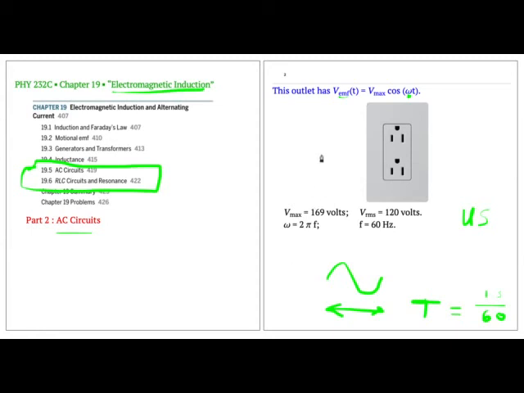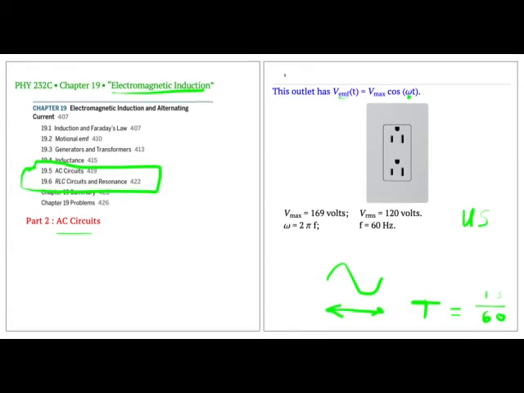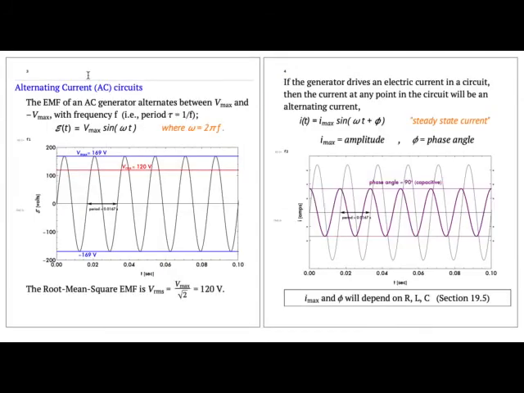Why does every wall socket in every room in the country have this alternating voltage available? Well, this now brings us to alternating current. If you have an AC generator, there'll be an alternating electromotive force.